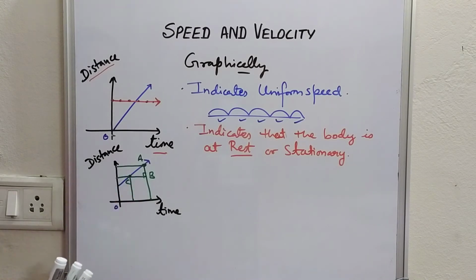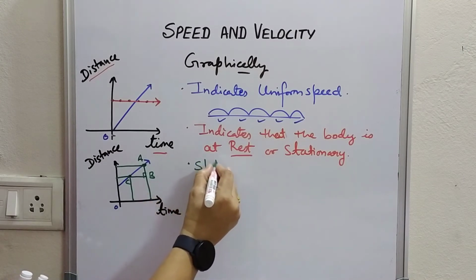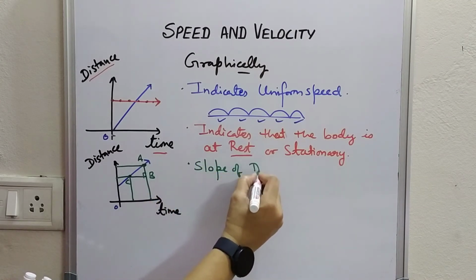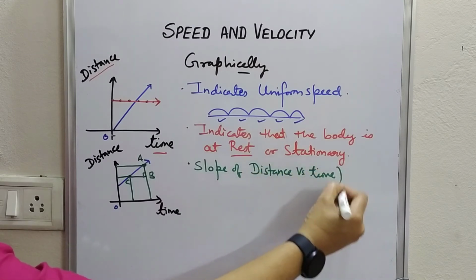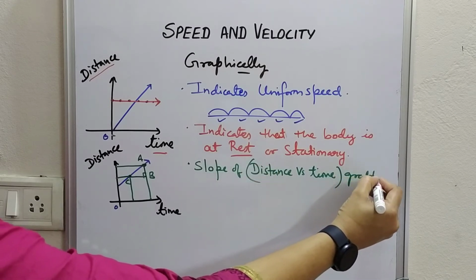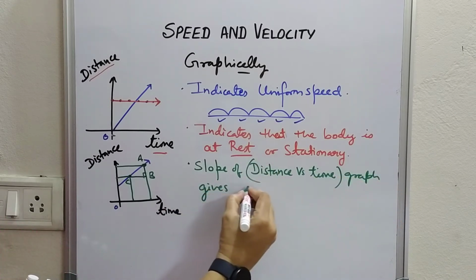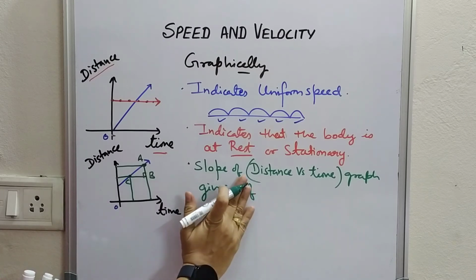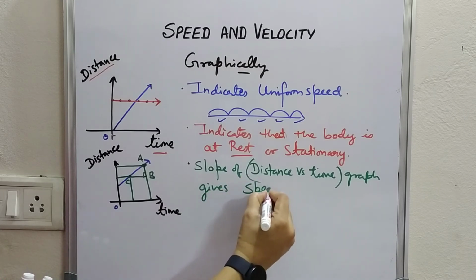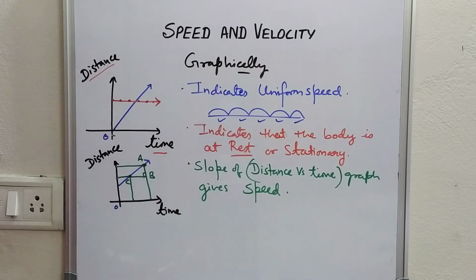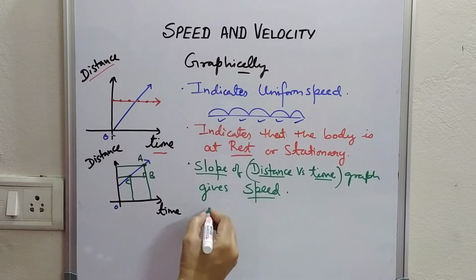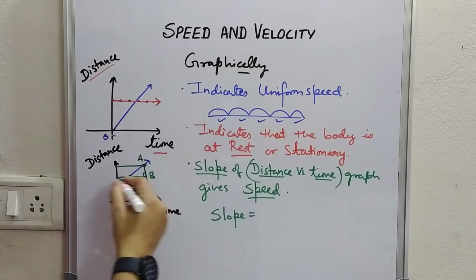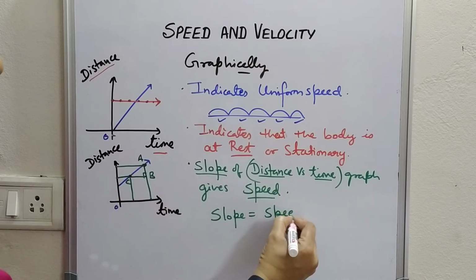So, the slope of the distance versus time graph gives the information of speed. This is also a very valuable point. The slope of a distance versus time graph will give us speed. How to find a slope? The slope of this graph is the speed, as I just said.